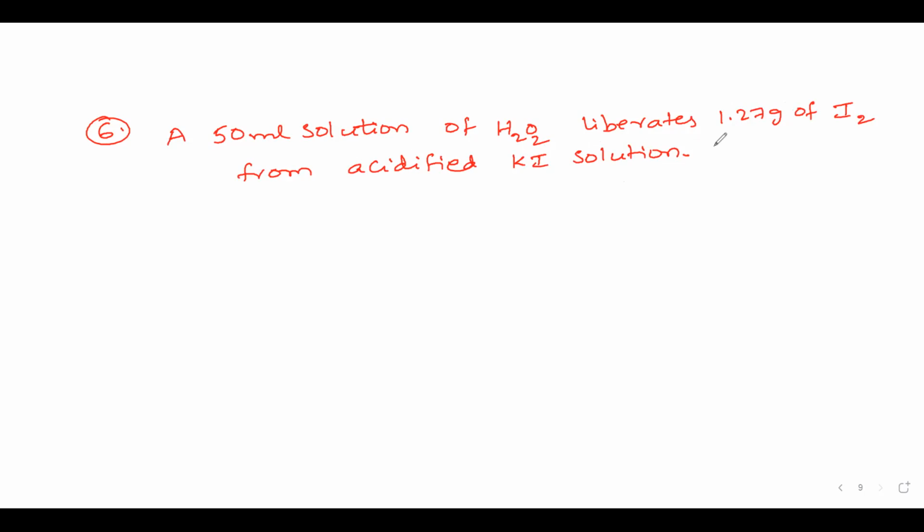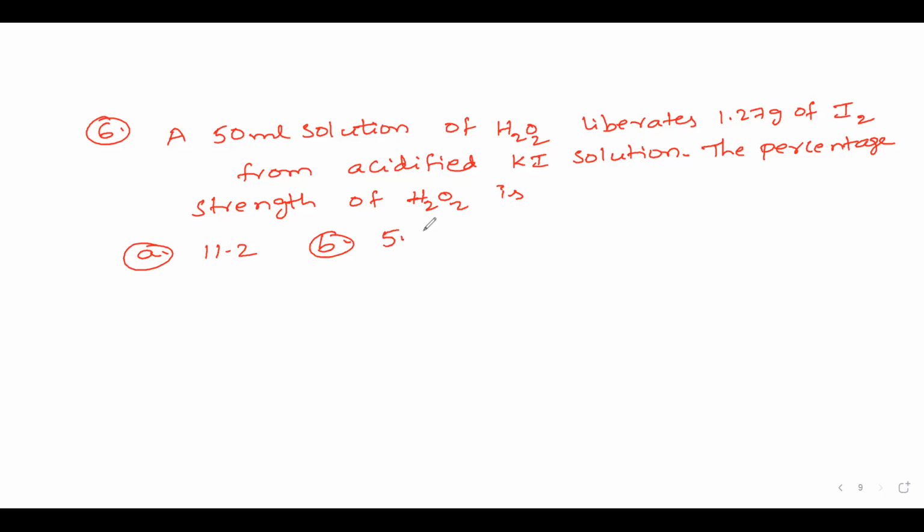The percentage strength of hydrogen peroxide is: option A is 11.2, option B is 5.6, option C is 1.7, and option D is 3.4. So this is the question. Very, very important model question this is also. So let us start the solution for this now.